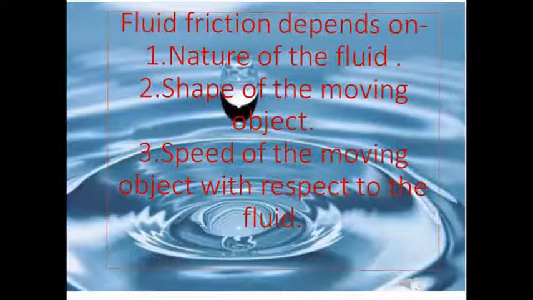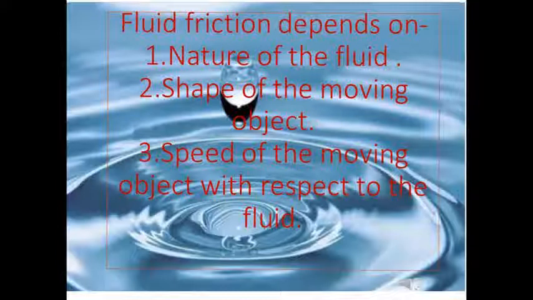Now discuss the factors on which the fluid friction depends. Number 1, it depends upon the nature of the fluid. It means water offers a different amount of fluid friction in comparison to the oil. In the same way, different types of gases offer a different amount of fluid friction. Number 2, it depends upon the shape of the moving object. Number 3, it depends upon the speed of the moving object with respect to the fluid.